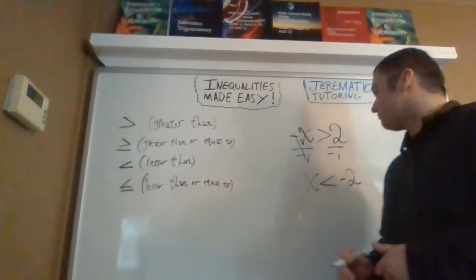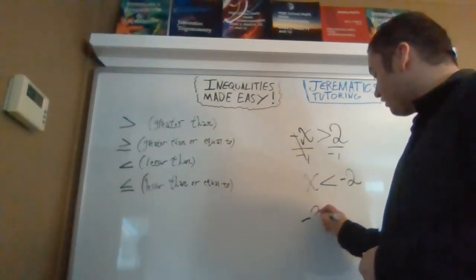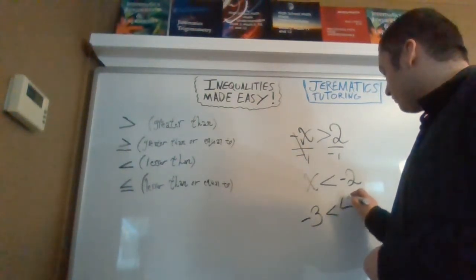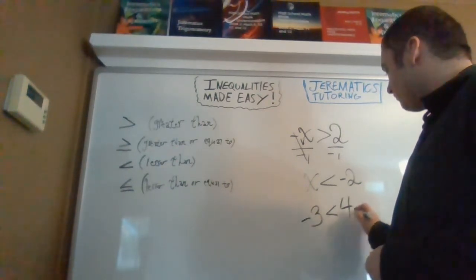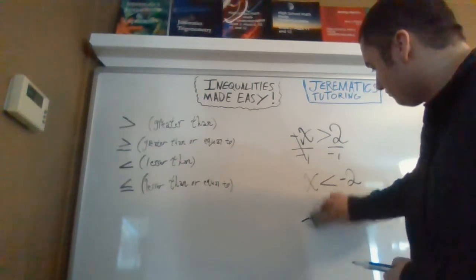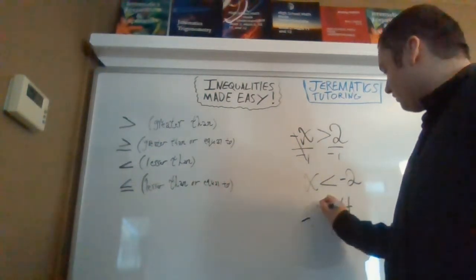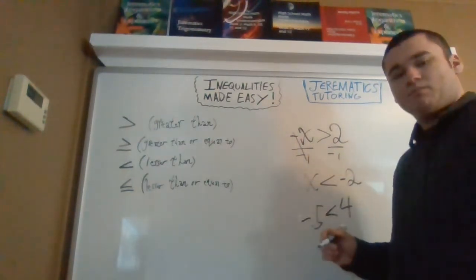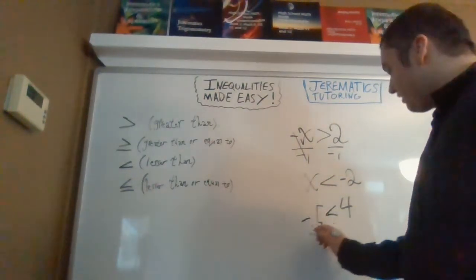Because think about it. Say we got a negative 3 over here, and we say negative 3 is less than 4. And now, let's go with negative 5. Negative 5 is less than 4. Now let's divide both sides by negative 1 and see what happens.